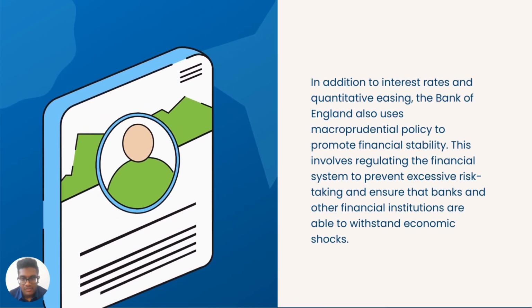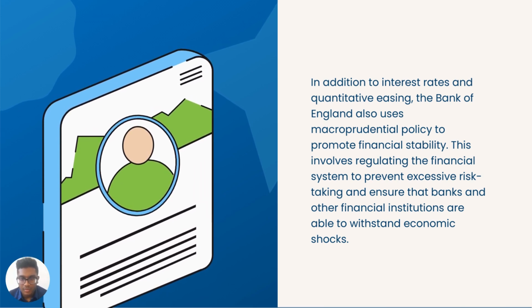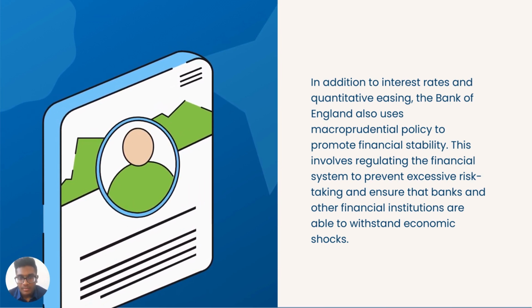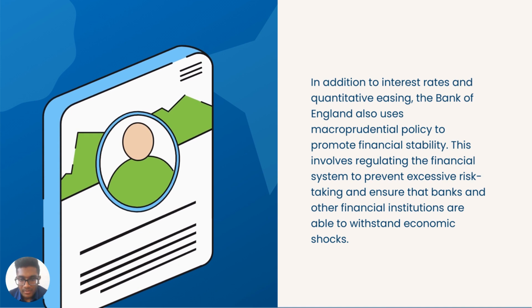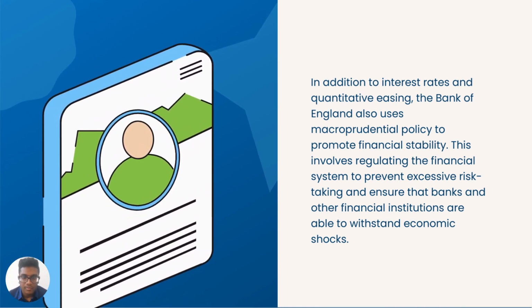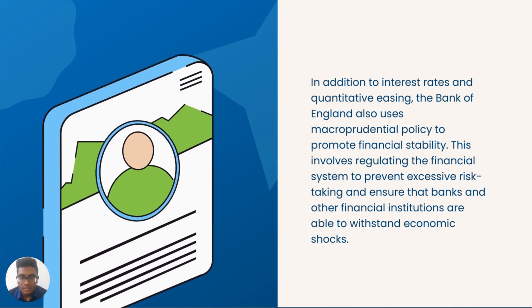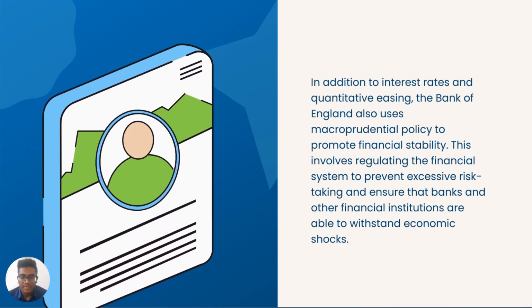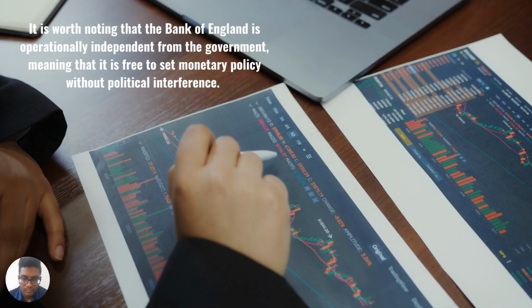In addition to interest rates and quantitative easing, which are two of the monetary policies used, another factor that is used by the Bank of England is macroprudential policy, that is to promote financial stability, which involves regulating the financial system to prevent excessive risks.